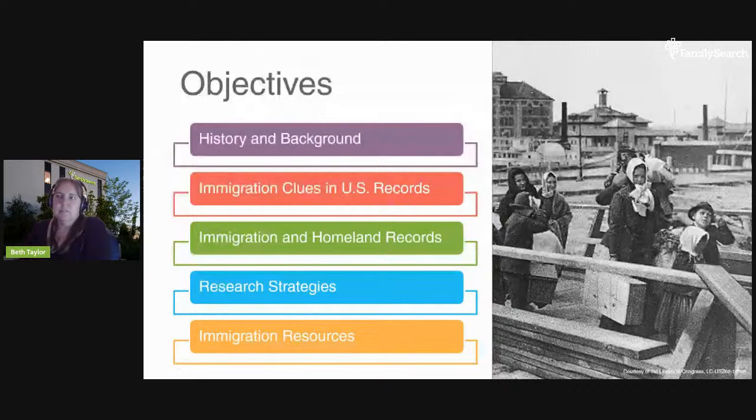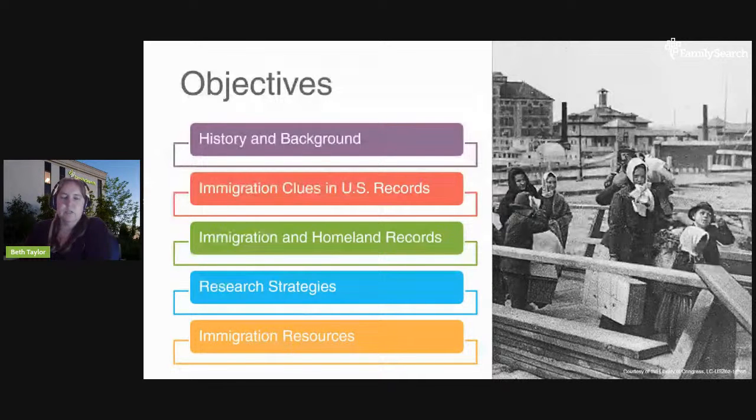Okay, so our objectives today, we wanted to talk about some history and background of immigration into the United States. We talked about the immigration clues in U.S. records, so what records here in the U.S. give you clues about your immigration. Then we talked about immigration and homeland records.